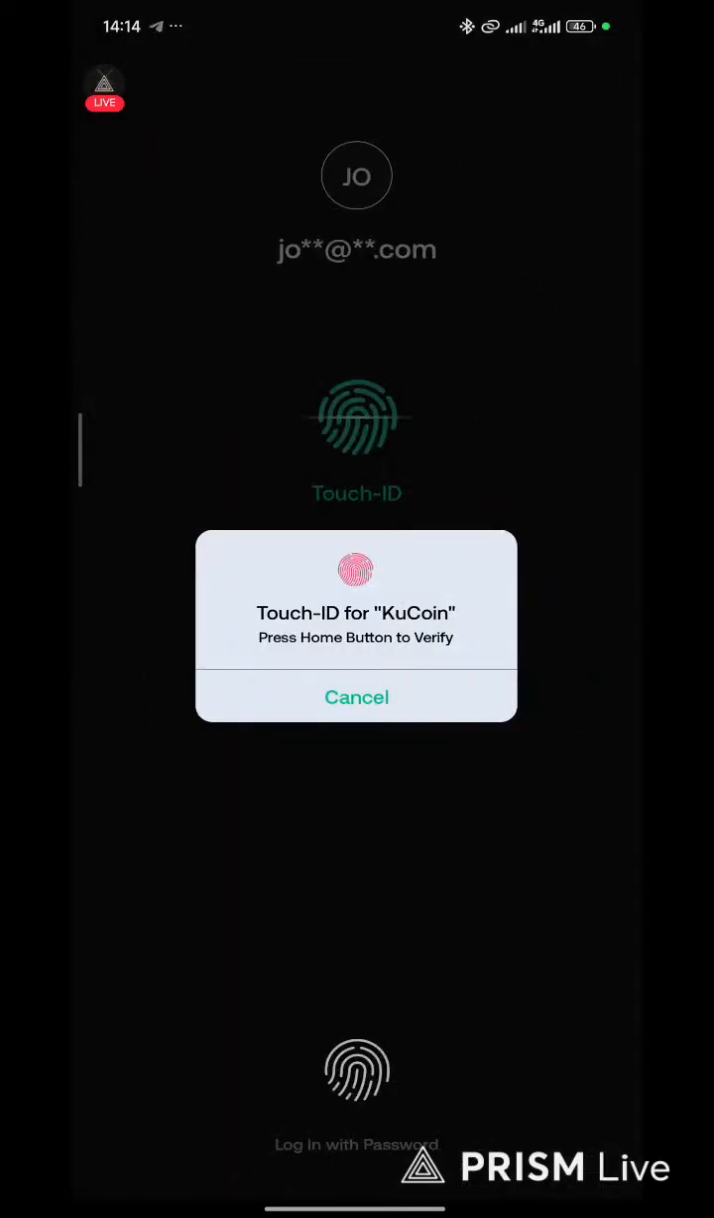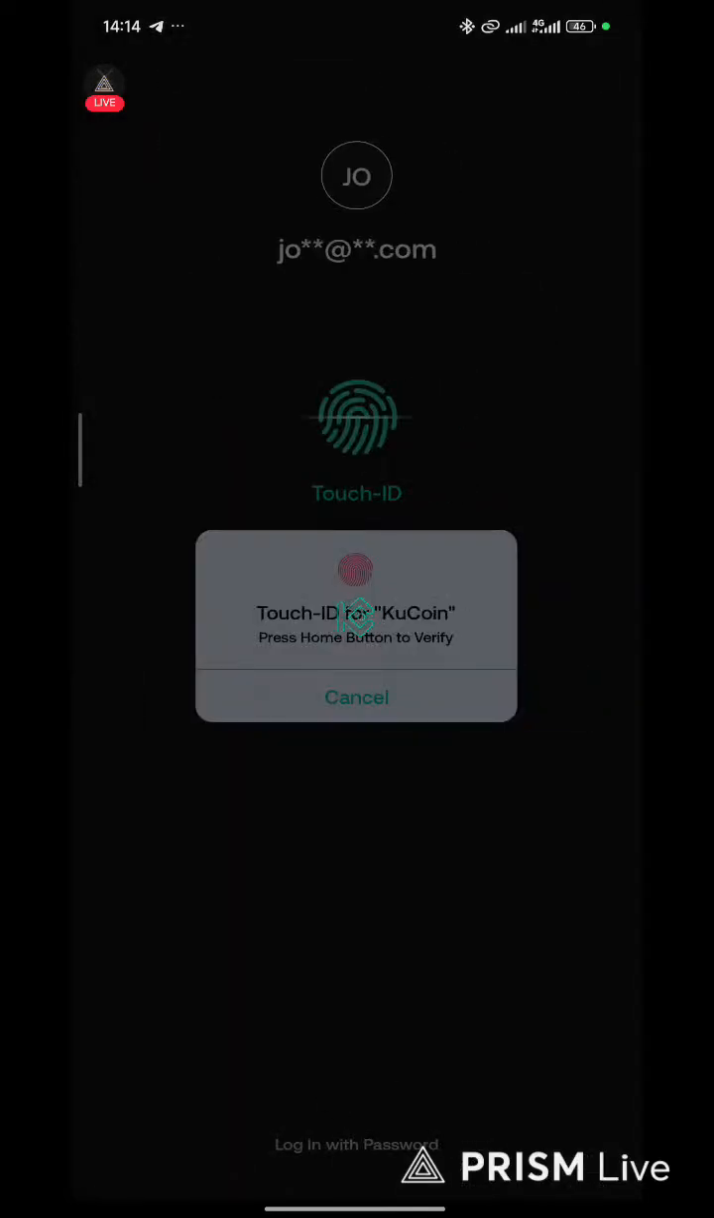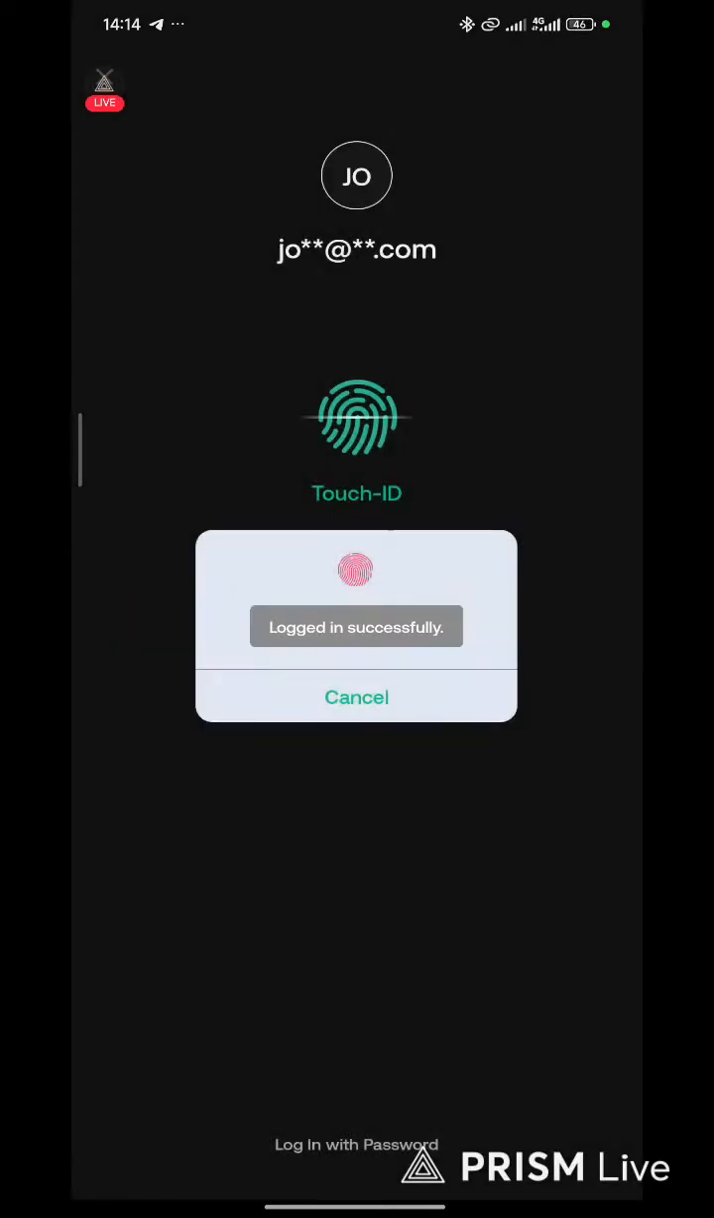Let me log in to my KuCoin first. Something is about to take place.